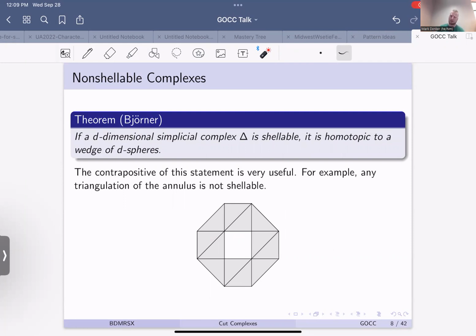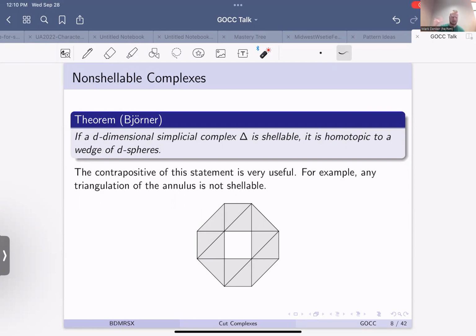So if you are shellable, then you're homotopy equivalent to a wedge of spheres in the correct dimension, which means that, well, I have this annulus, and the annulus is homotopy equivalent to a circle, which is a wedge of spheres, but it is a wedge of spheres in dimension 1, not dimension 2. And so I know that this annulus can never be shellable. No matter how I try to make my facets, no matter how I try to order them, I'm never going to be able to get the shelling of an annulus.